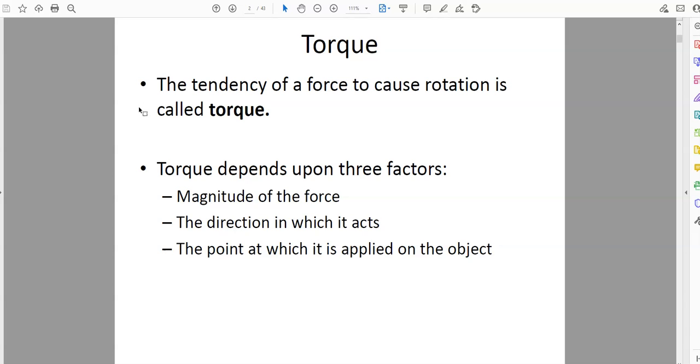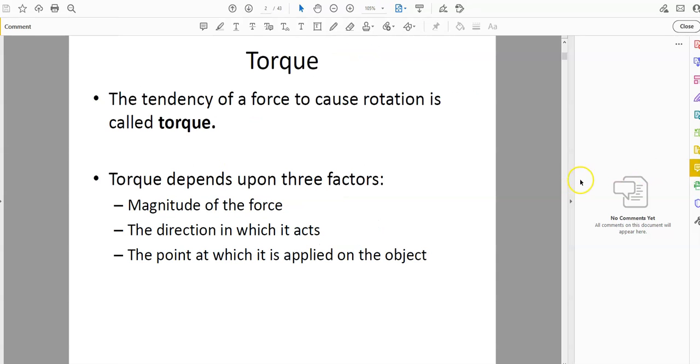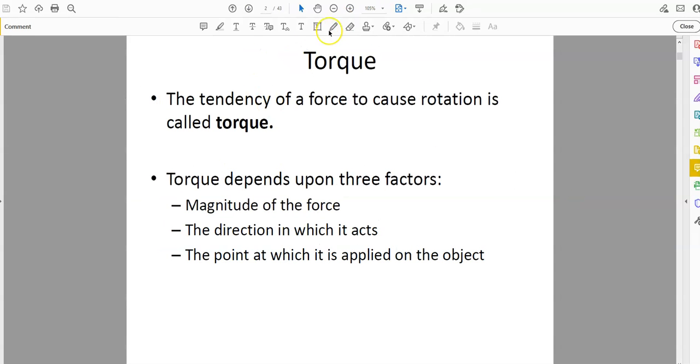So what is torque? Well, torque is basically Newton's second law, but applied to rotation. So torque is a rotational force, and that will eventually cause some type of acceleration. So let me go ahead and mark this up. So I'm going to hit the comments and hit my little pen button, and then here we go.